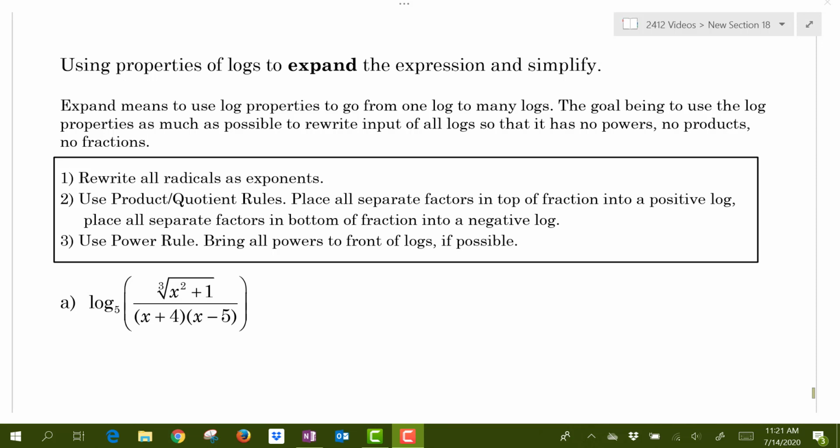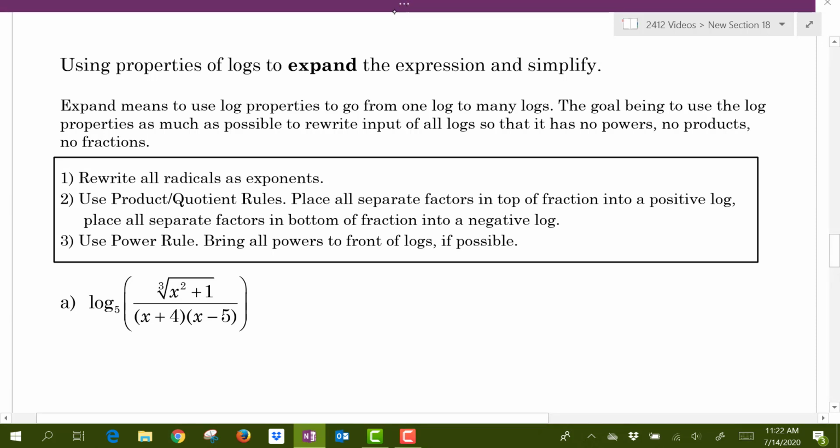Now we're going to use all of the properties of logs that we've talked about to expand an expression and simplify. To expand means to use log properties to go from one log to many logs. The goal is to use those log properties as much as possible to rewrite all of the input of all of the logs so that the input has no powers, no products, and no fractions. Our first step will each time be to rewrite all radicals as exponents.